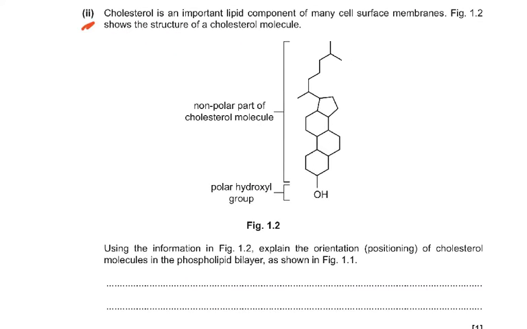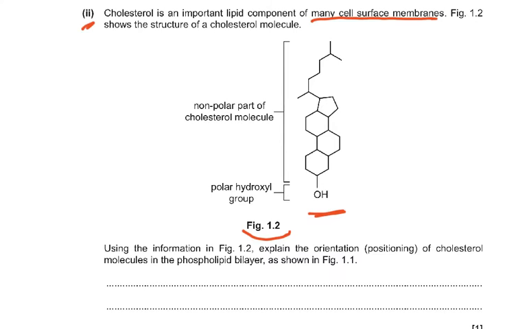Then coming to part 2 of the question, cholesterol is an important lipid component of many cell surface membranes. Figure 1.2 shows the structure of a cholesterol molecule. So you can see this is the cholesterol molecule which they're showing you. Using the information in figure 1.2, explain the orientation positioning of the cholesterol molecule in the phospholipid.